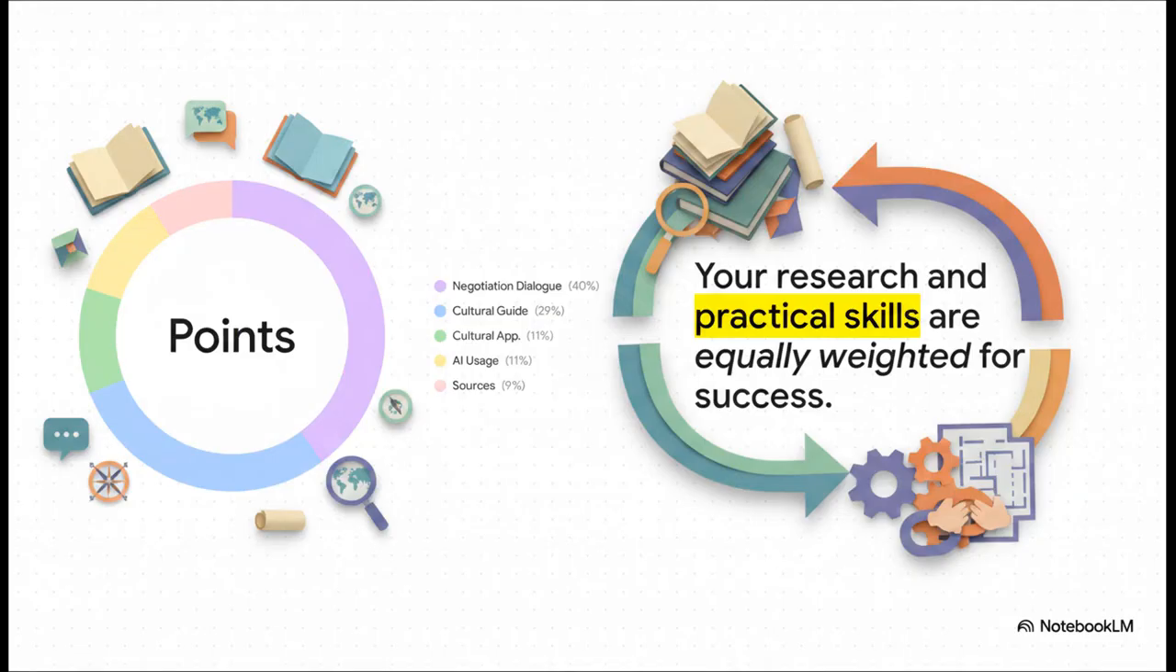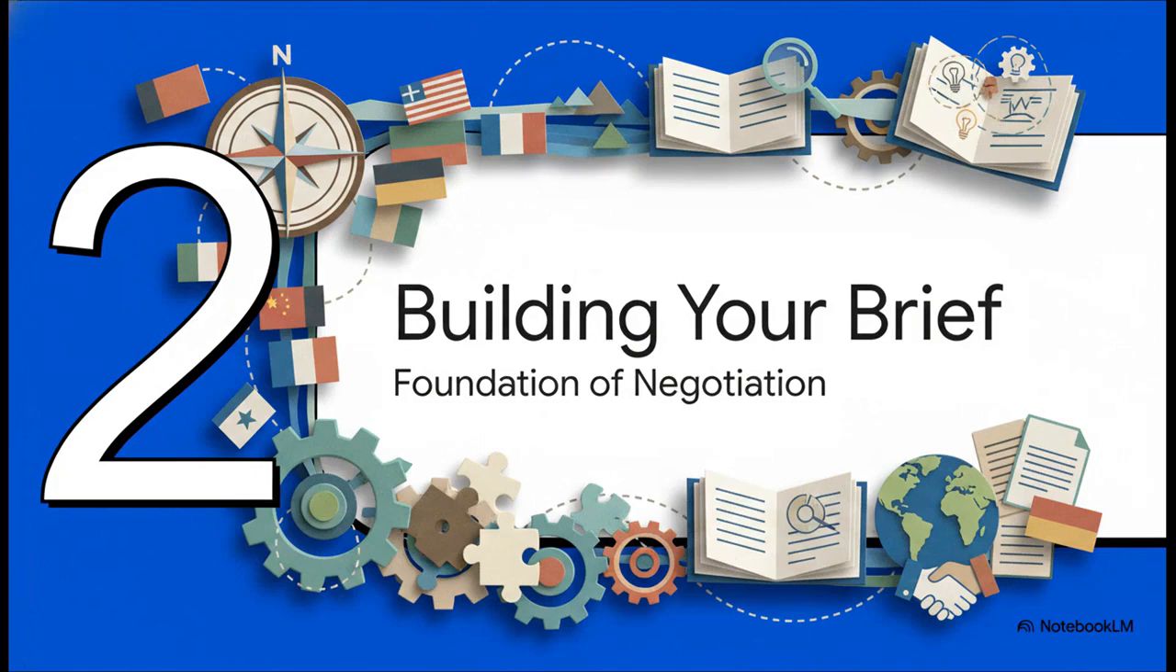Now, this is where it gets really interesting. Look at how the points are broken down. Yeah, the negotiation dialogue is the biggest single piece at 35 points. But wait a minute, look closer. The cultural guide plus the application of that knowledge is also worth a combined 35 points. So what does that tell you? It means your research is just as important as your negotiation skills. You can't just phone one in and expect to do well. They are equally weighted.